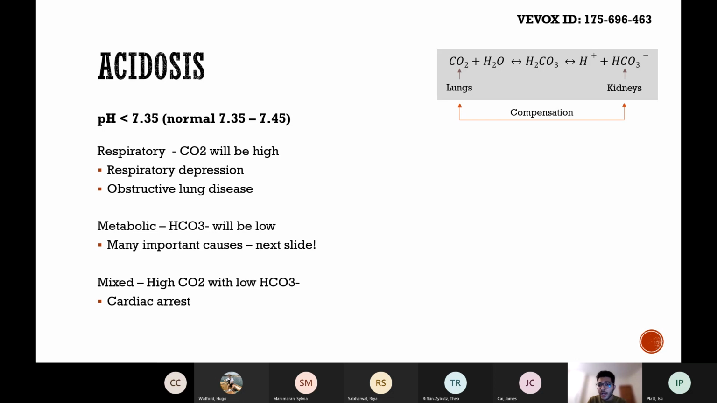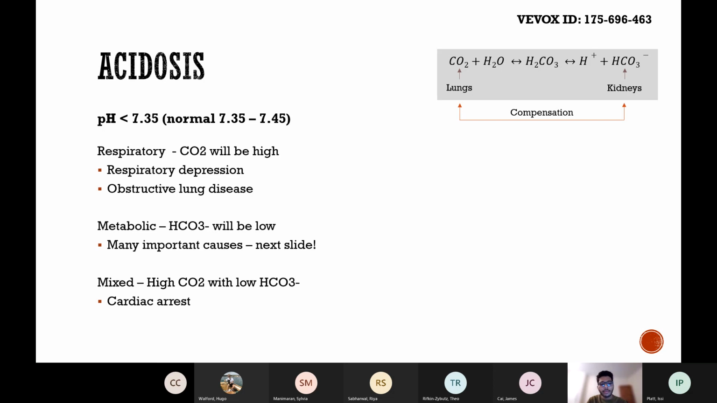So things like respiratory depression, head injuries, drugs like opiates, for example, neuromuscular or neurological disorders, or obstructive lung disease, so things like COPD, where you're not blowing out that carbon dioxide properly. Metabolic causes, there are loads, which we're going to go on to in the next slide.